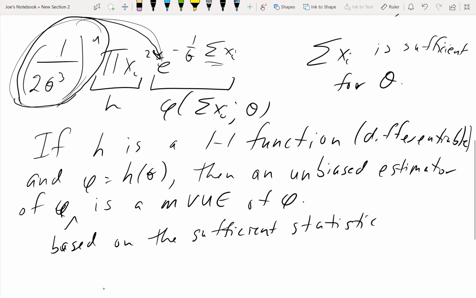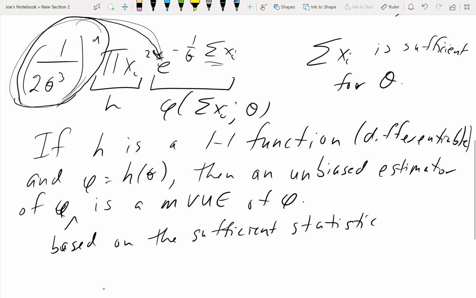All right, so we just said that the sum of the x sub i's is sufficient for theta. But I don't know necessarily just by looking at that how I'm supposed to estimate theta from the sum of the x sub i's. So what we need to do is figure out a way to do that, and in particular I need to make sure it's unbiased, and as soon as I make sure it's unbiased, then I automatically get that it's going to be a minimum variance one, provided that the transformation that we use is one-to-one.